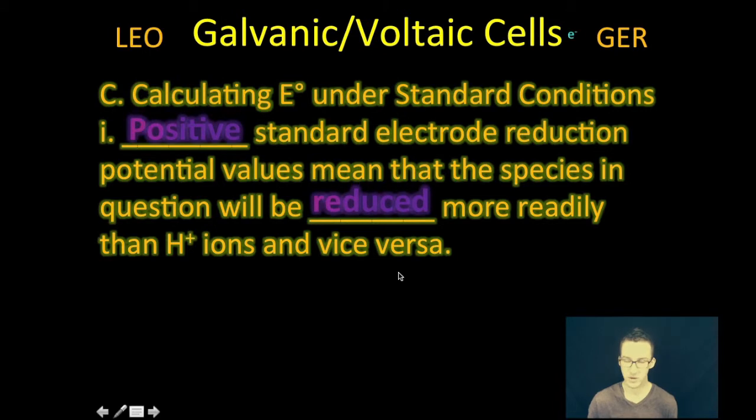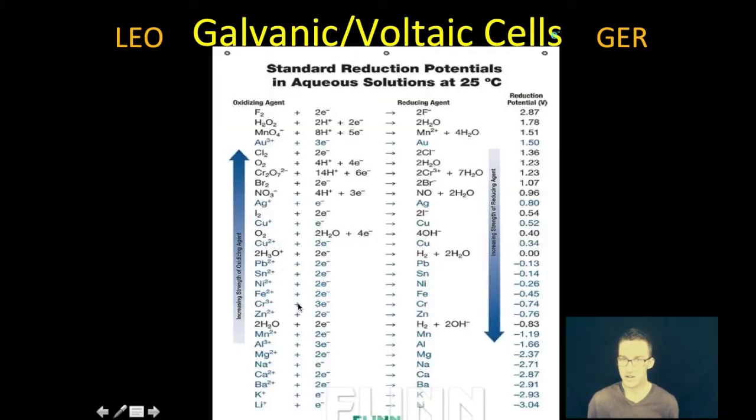But as you look at one of those charts, or if you look at the reduction potentials that you're given in a problem, the more positive the value is, the more likely it is to be reduced, in comparison to that hydrogen electrode, which is, again, what the standard was. Anything that is less than that, or negative, is going to indicate something that is less likely to be reduced.